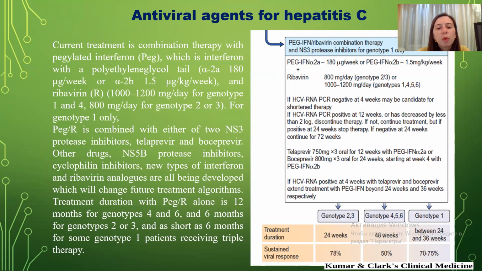R alone is 12 months for genotypes 1 and 4 and 6 months for genotypes 2 and 3. And as short as 6 months for some genotype 1 patients who received triple therapy. And you may see combination therapy with those drugs, with the right dose and duration between these drugs.